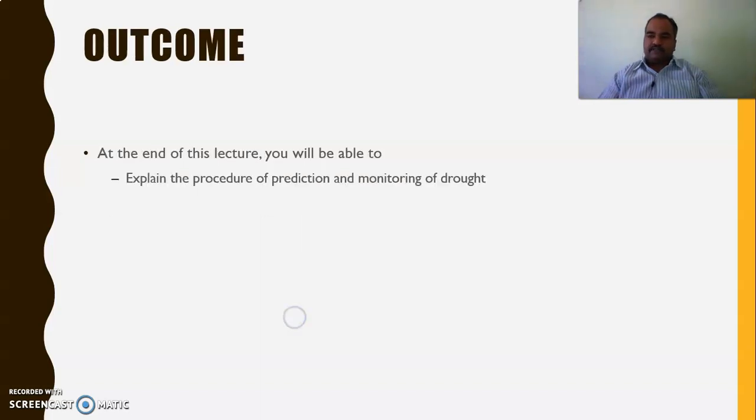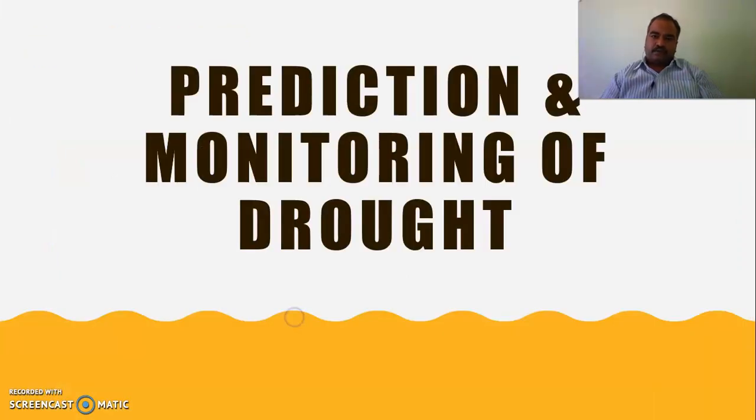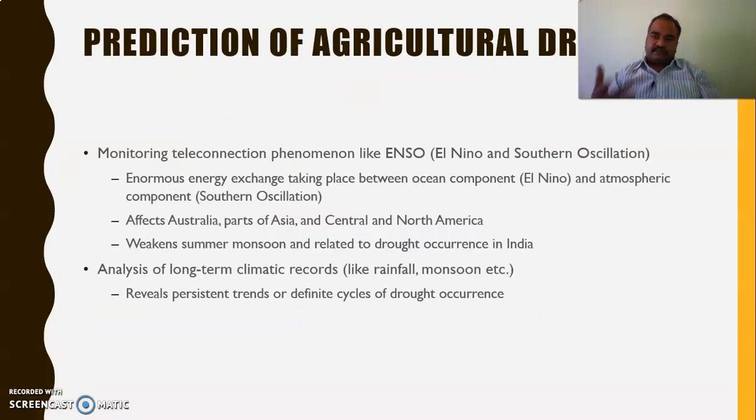In the present video lecture, I hope by the end of this video lecture, you will be able to explain the procedure of predicting and monitoring of drought. So our main concern is about how agricultural drought is being predicted and how it will be monitored all across the globe, or in some parts of the globe, or particularly in our country.